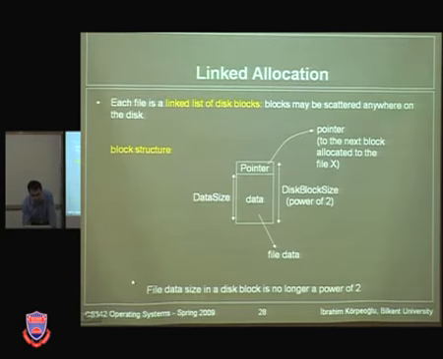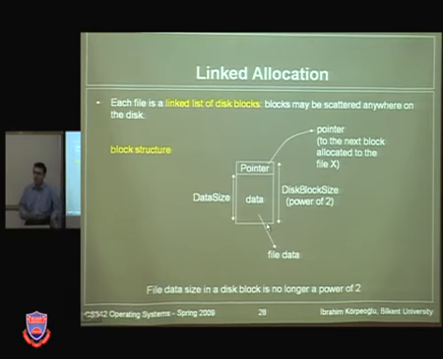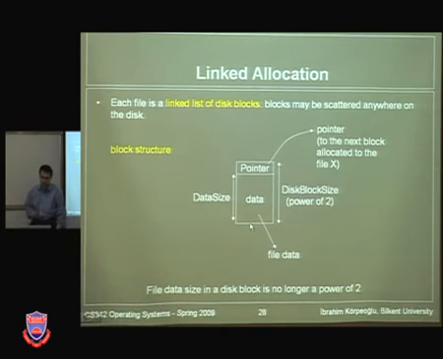However, in this case, what will we have for the data size in the block? Usually the block size is a power of 2. For example, 1024, 1 kilobyte, or 4096, 4 kilobytes. This may be a block size. But if you use some portion of that block for a pointer, let's say 4 bytes or 8 bytes, then the remaining portion will be used for data. And the data size in a block will no longer be a power of 2. So this is something that you should be aware of.